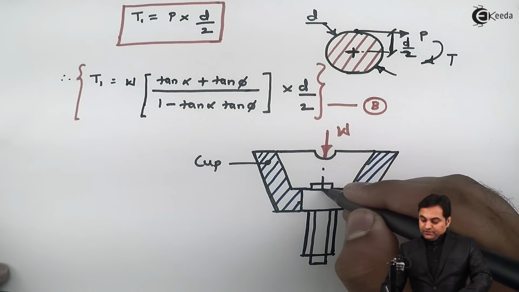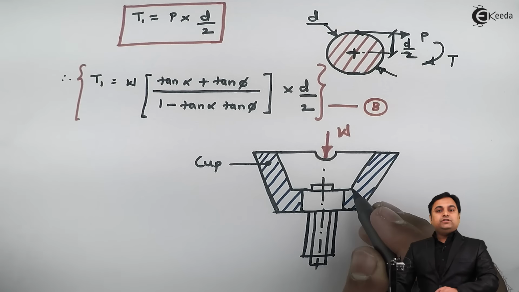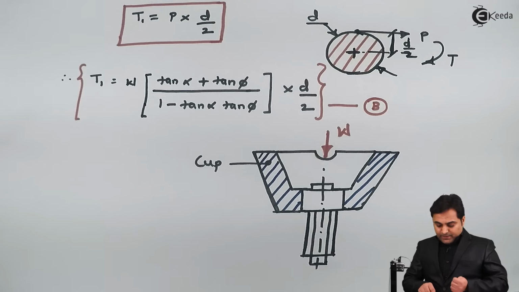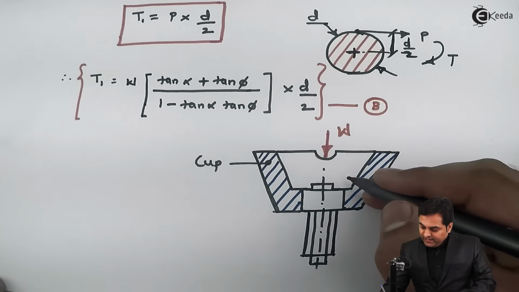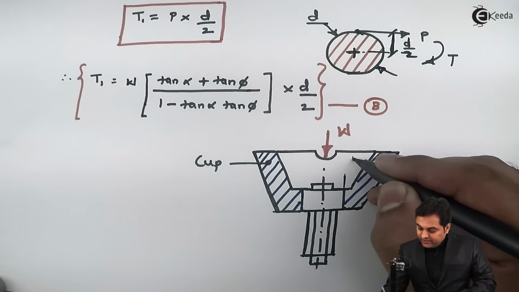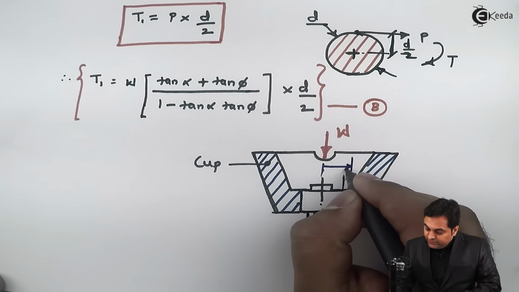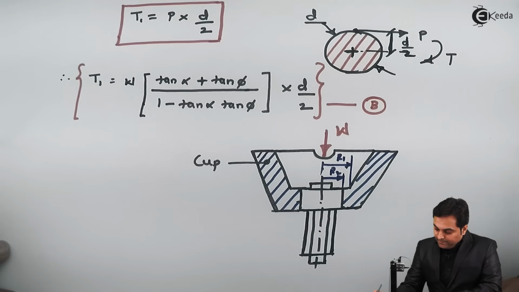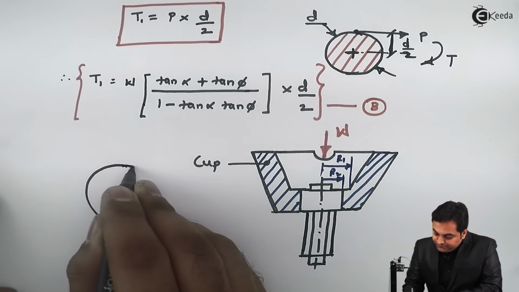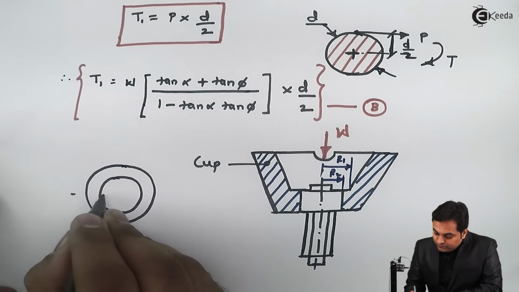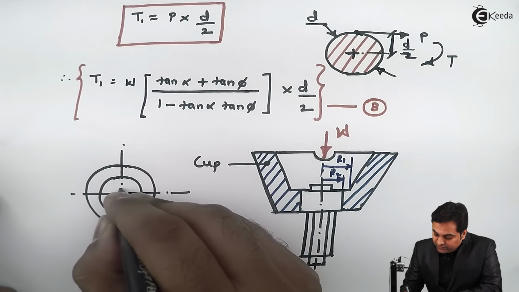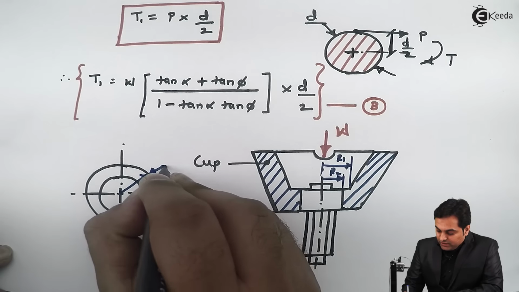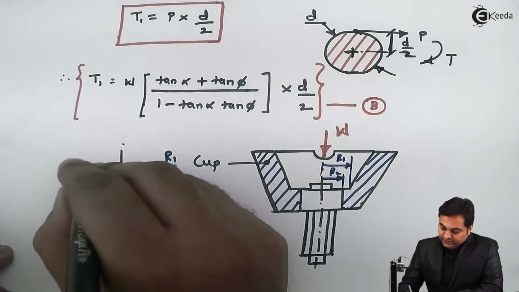So now, here what happens is that when we are using the cup, then at the handle, we even need to apply the torque in order to overcome the friction at this cup. So what we can do is that here we will have two values of radius. One is the inner radius and other will be the outer radius of the cup. Outer radius, I'll denote it by R1. And inner radius I'll denote it by R2. So if I draw the profile of this cup, it will be like this. Now this is the top view of the cup which I am drawing, and here R1 will be its outer radius, R2 is the inner radius.